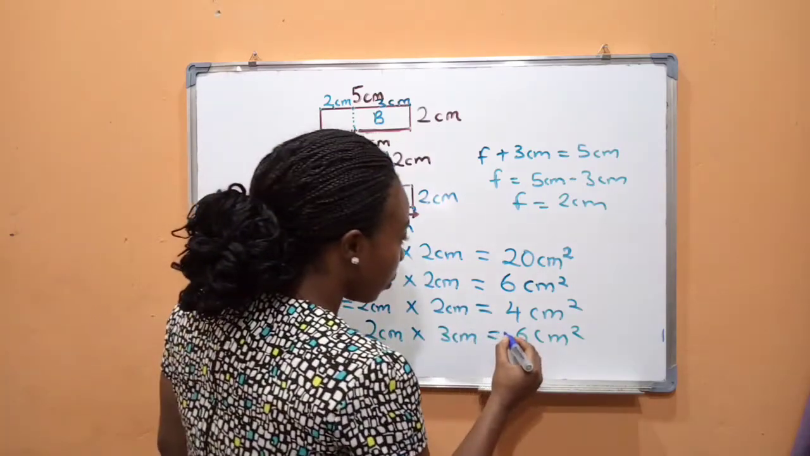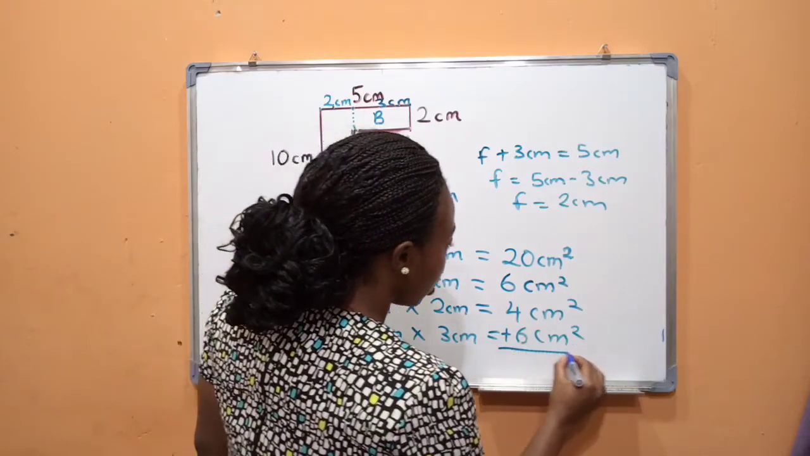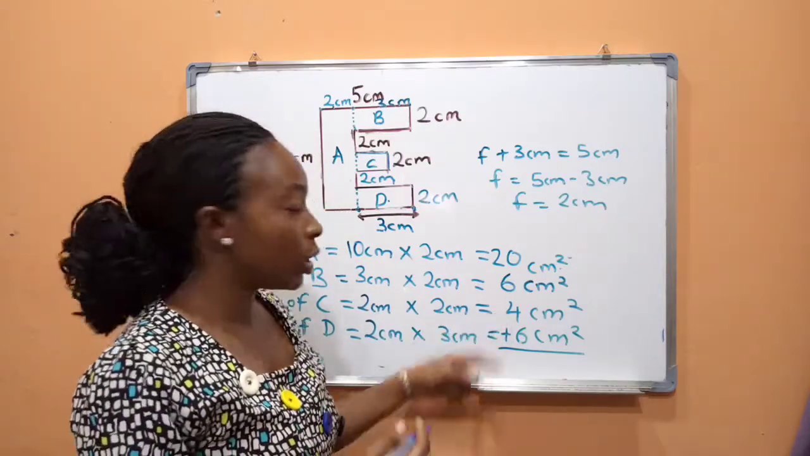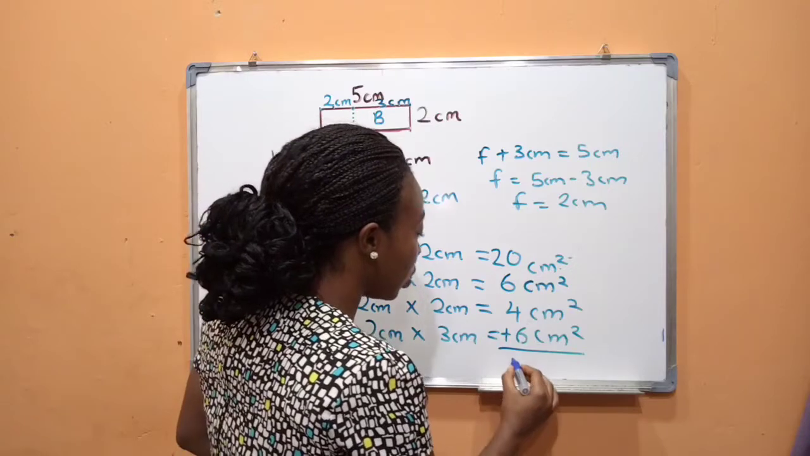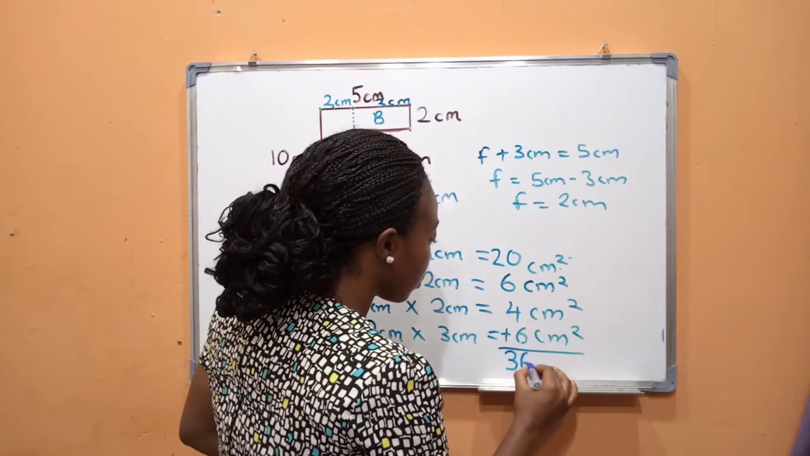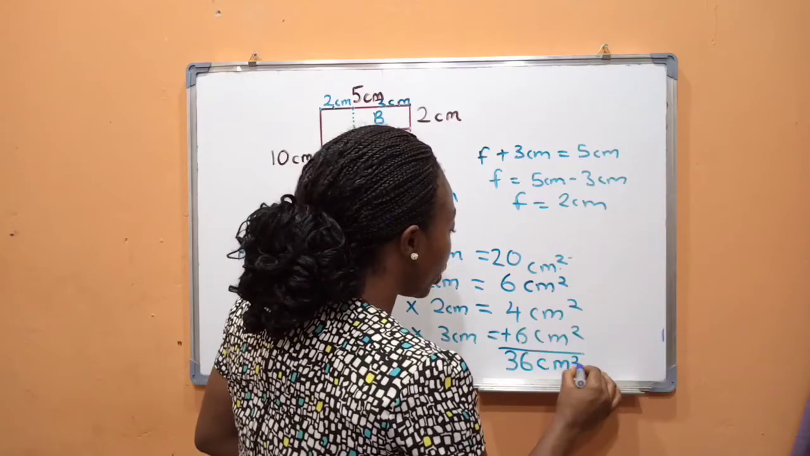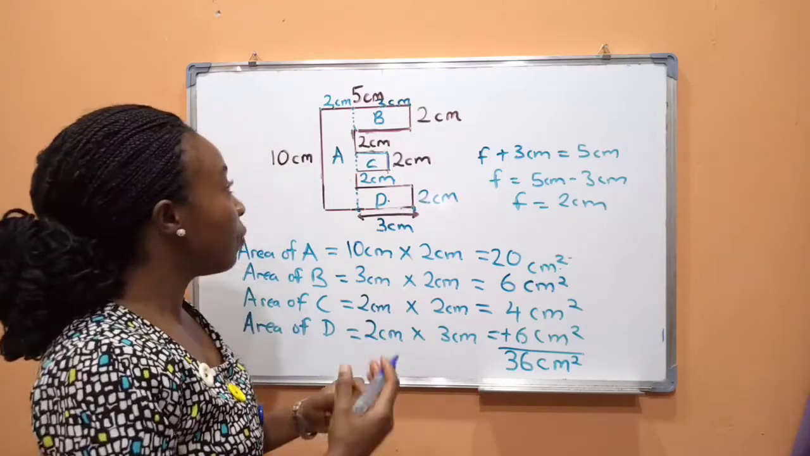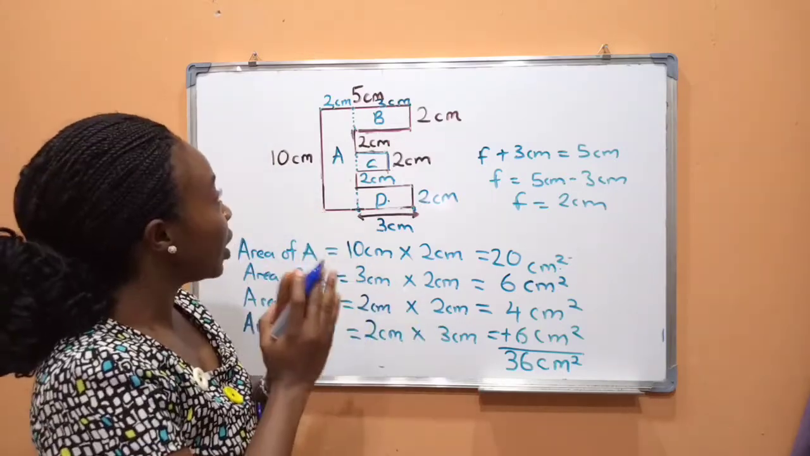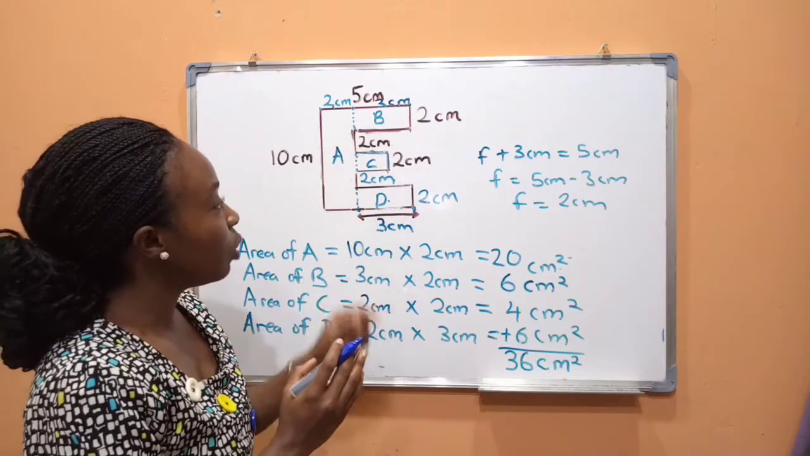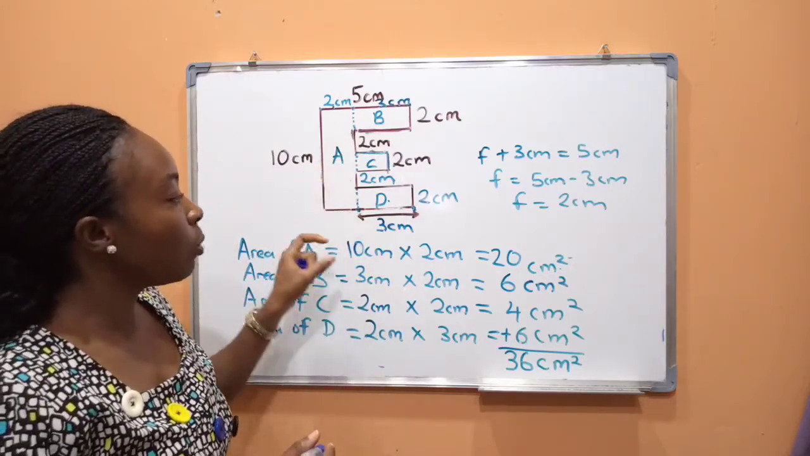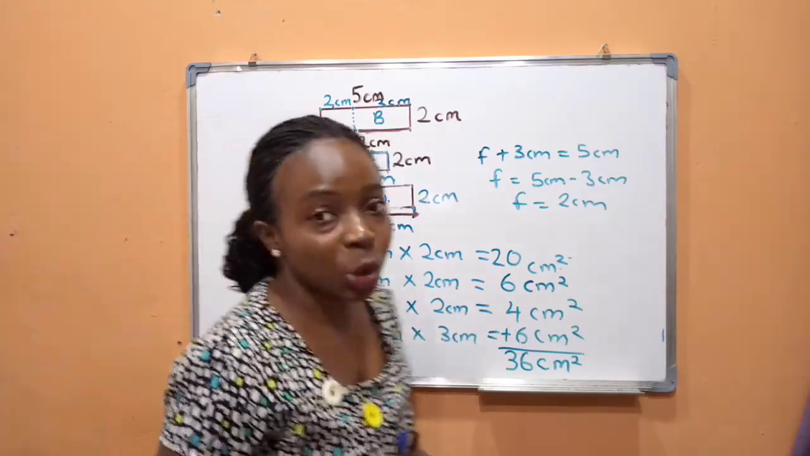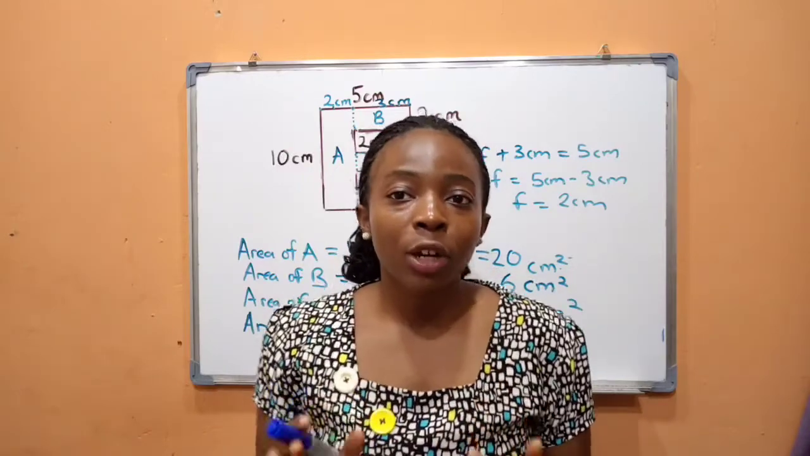So what we do, we sum it up. 20 plus 6 gives us 26. 26 plus 4 gives us 30. 30 plus 6 gives us 36 centimeter square as our answer. So you can see it's really easy. What you should note when solving the area of irregular shapes, try to break them down into regular shapes like we've done, and then you pick them one by one and solve, and by the time you're done, you simply add it up. So this is what we have on finding the area of irregular shape.